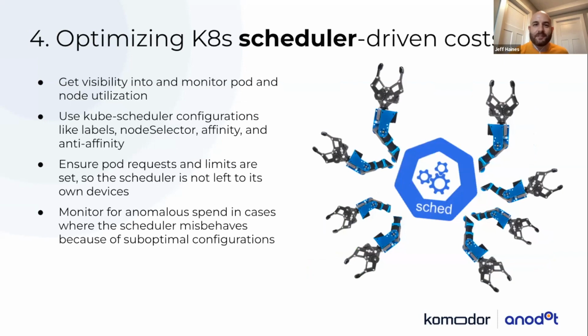Optimizing scheduler-driven Kubernetes costs. You want to get visibility into and monitor pod and node utilization so you can determine whether and where you can optimize costs by tuning kube-scheduler configurations and preferences. Use scheduler rules wisely to achieve high utilization of node resources and avoid node under-provisioning. As described earlier, these rules impact how pods are deployed. Make sure your pod resource requests and limits are set so the scheduler is not left to its own devices to interpret the limits.